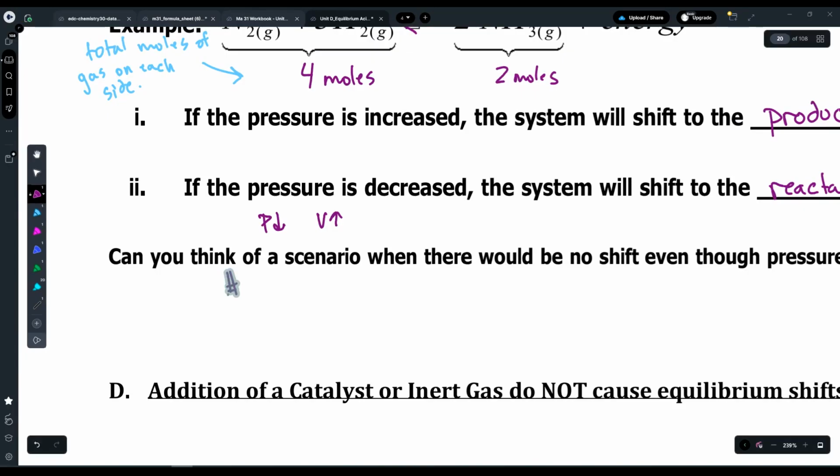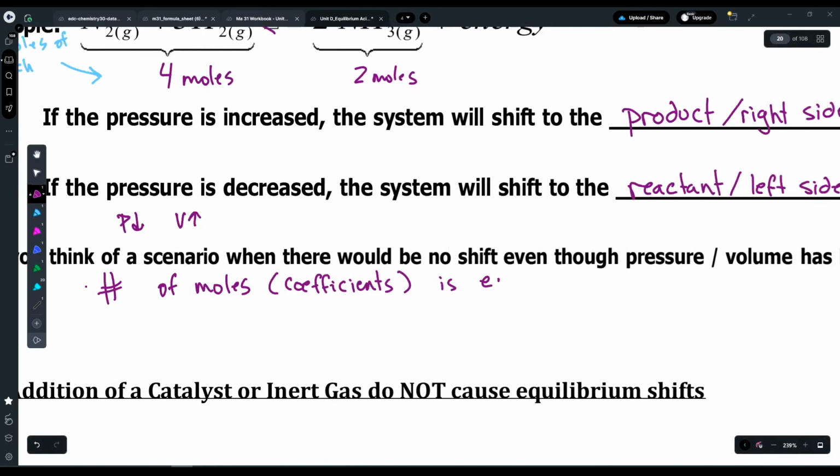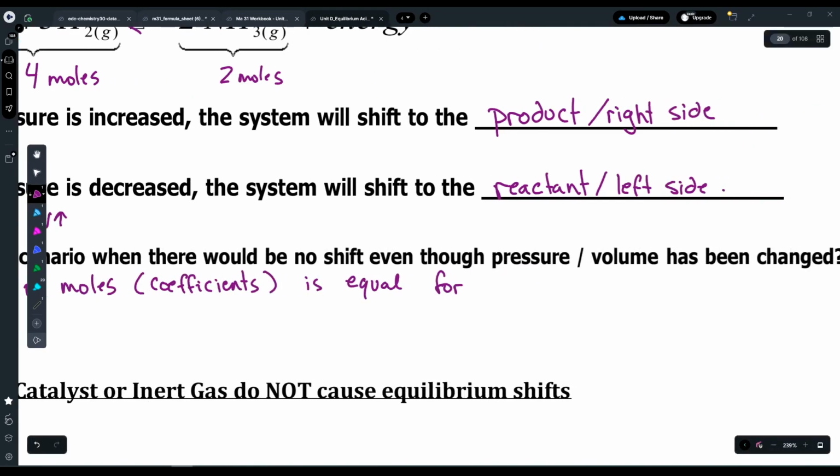So we're going to say number of moles. So again, you're focusing on the coefficients. Is equal for the products and reactants.